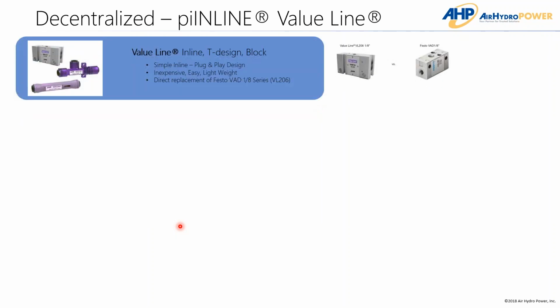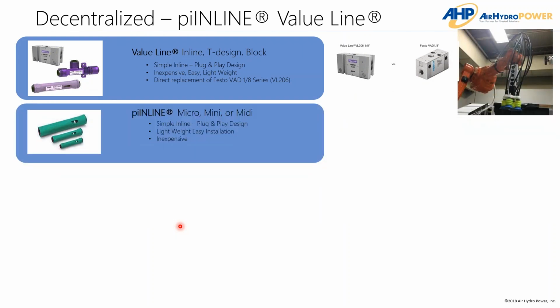So now I'm just going to take you through some of the product offering from Piab for decentralized systems. To start off with, the lowest end, the value line, just to replace some of the competition. Very inexpensive, easy, lightweight, and the Pi-in line. These are in the same family, very easy to implement, inexpensive.